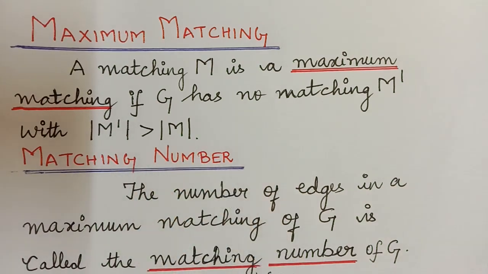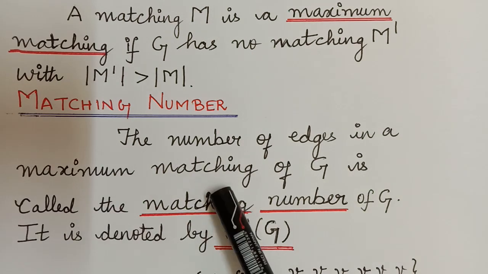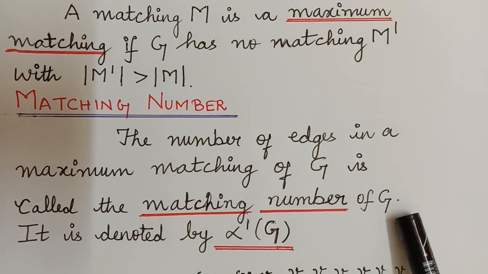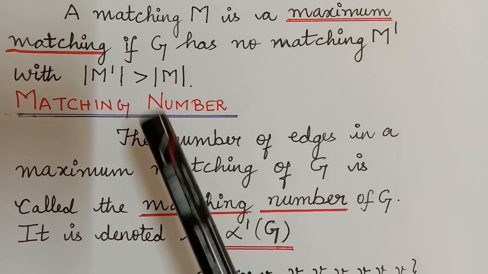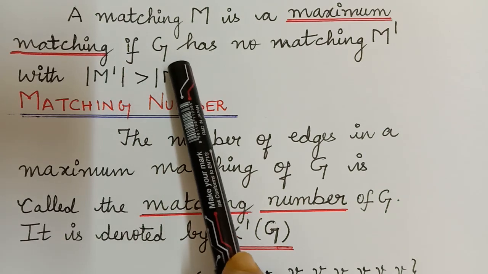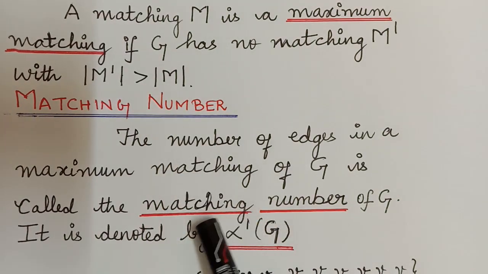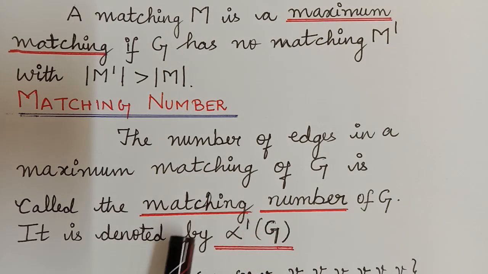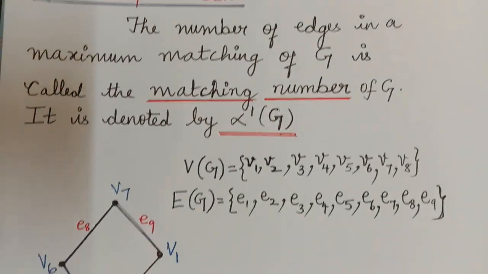The matching number is defined as the number of edges in a maximum matching of G, and it is denoted by alpha dash of G. So the number of edges in the maximum matching will give us the matching number. The matching number is also known as the edge independence number. We shall now learn about matching number with the help of an example.